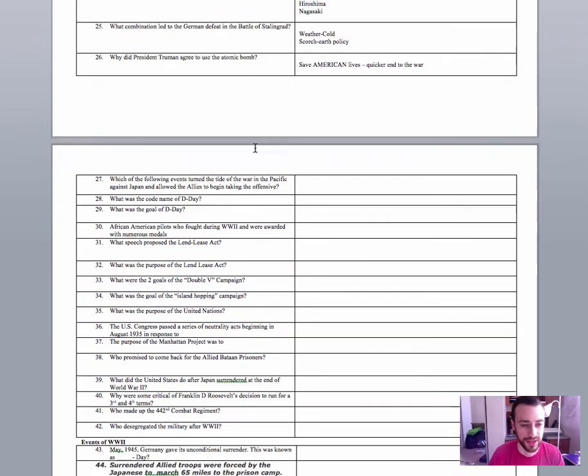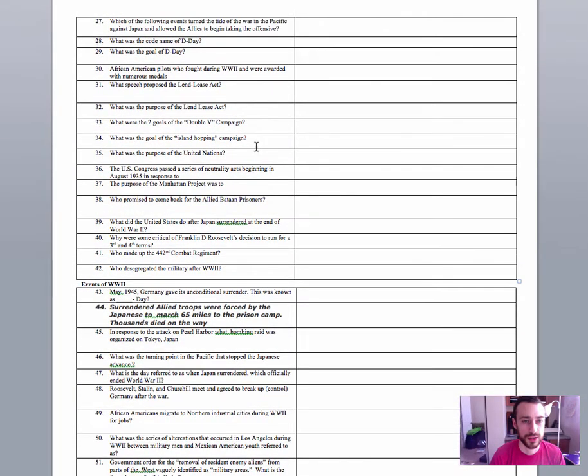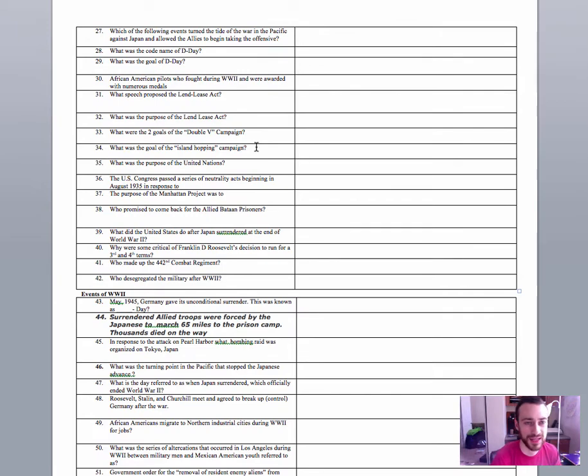Number 27, next page. Which of the following events turned the tide of the war in the Pacific against Japan and allowed the Allies to begin taking the offensive? That's the Battle of Midway.